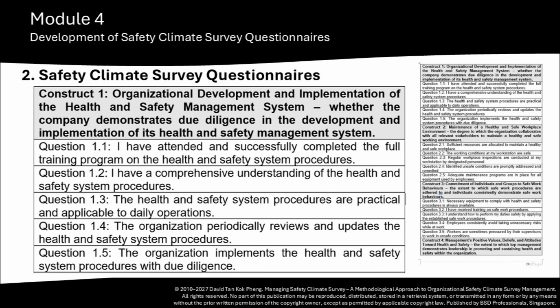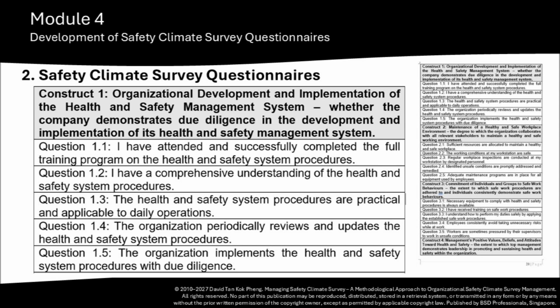This section focuses on the development of safety climate survey questionnaires. As mentioned earlier, the questionnaire should be developed based on the constructs that have already been identified. These constructs serve as the foundation for creating questions that effectively measure the safety climate within an organization. It is important to note that the sample questions provided are intended only as examples. They do not represent a complete or exhaustive set of questions for each construct.